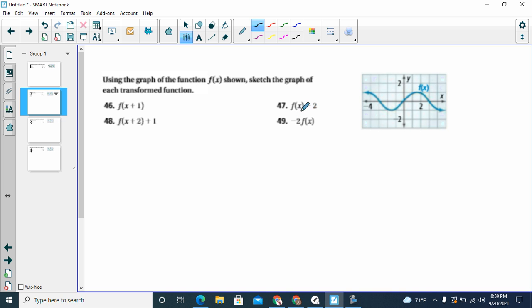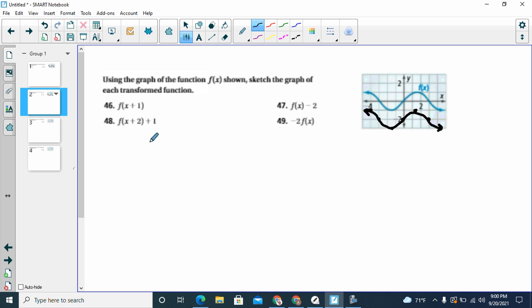F of x minus 2. Minus 2 is on the outside. Anything on the outside affects our y values, and it's exactly as you would think. So minus 2 does subtract 2 from the y values. It's going to move the y's down by 2 units. So take each point, move it down 2. So moving it down 2 should look something like that.